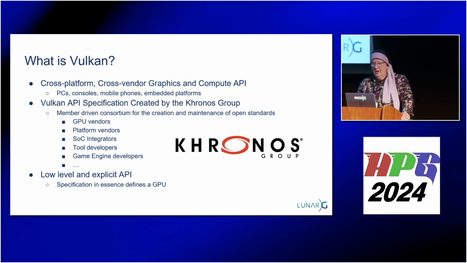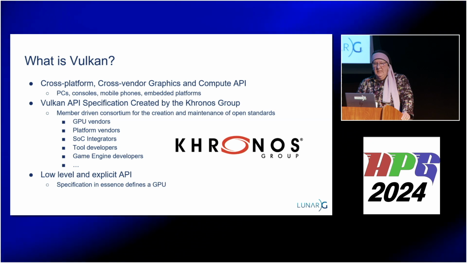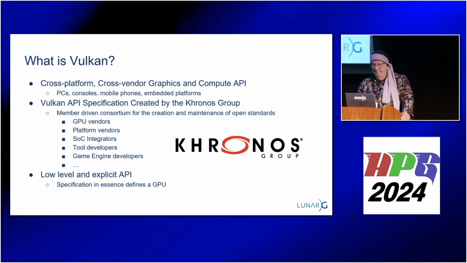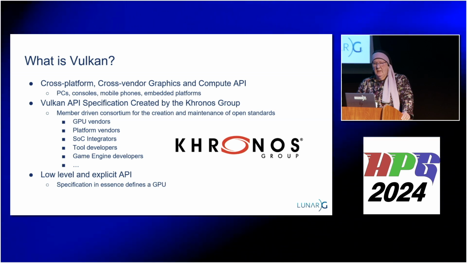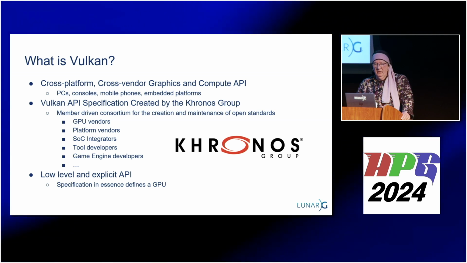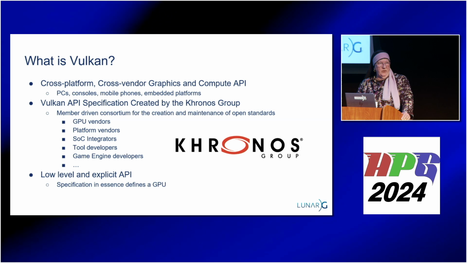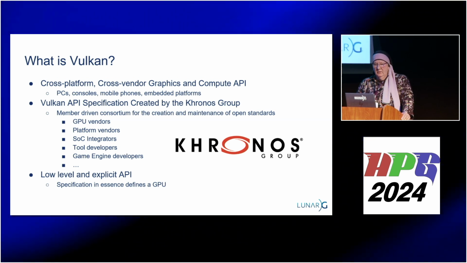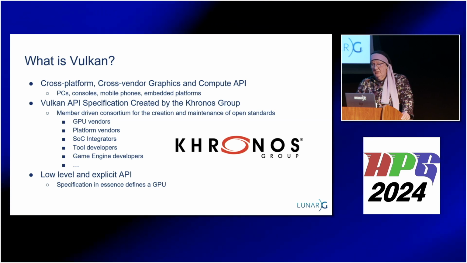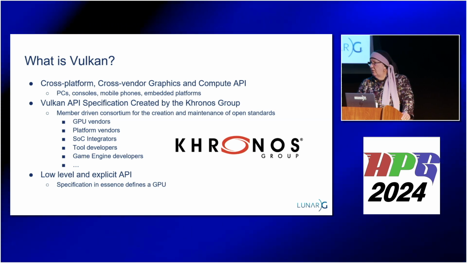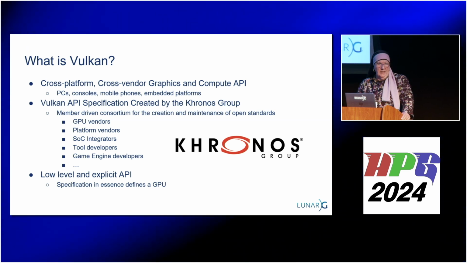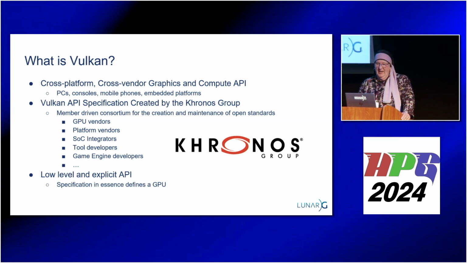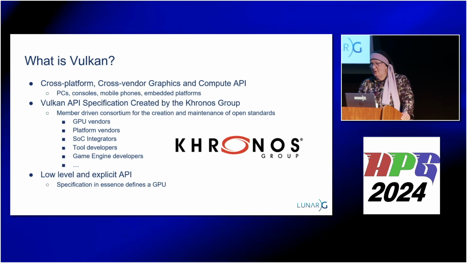So very brief overview, cross-platform, cross-vendor graphics and compute API, PCs, consoles, mobile phones, and it's created by the Khronos Group. The specification is. That's a member-driven consortium with members from GPU vendors, platform vendors, SoC vendors, tool developers, and game engine developers as well. So lots of IHVs and also ISVs. And in essence, the Vulkan API considers the specification as defining a GPU, is how I look at it.